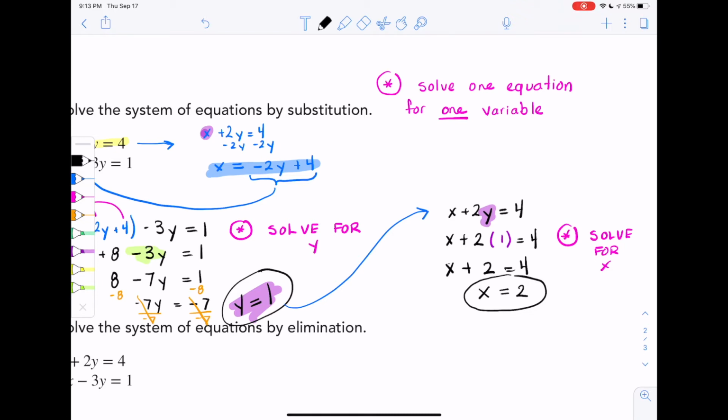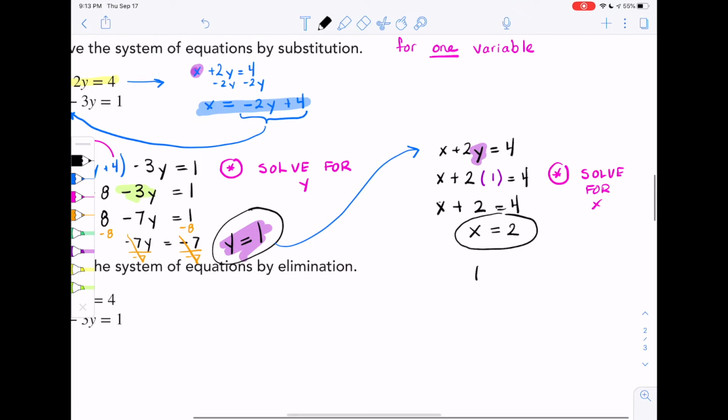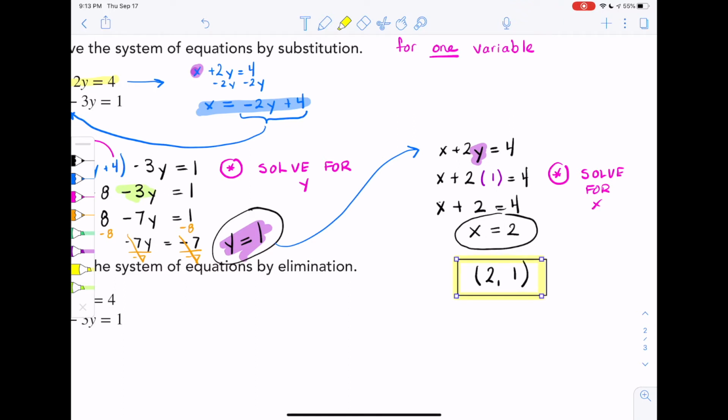So yesterday's video talked about the point of intersection, which was an ordered pair. Here, we still have an ordered pair. We have our x value of 2, and we have our y value of 1. That's our final answer.